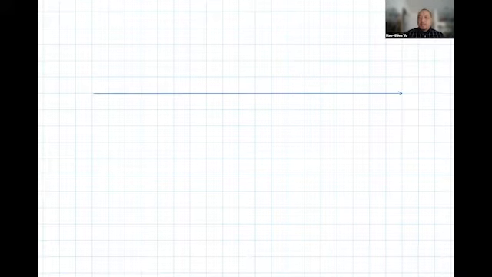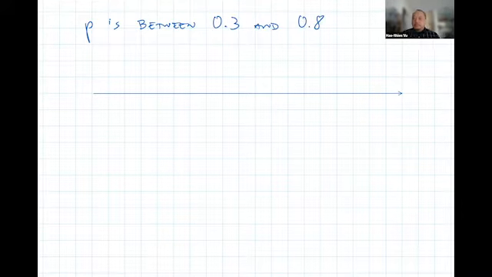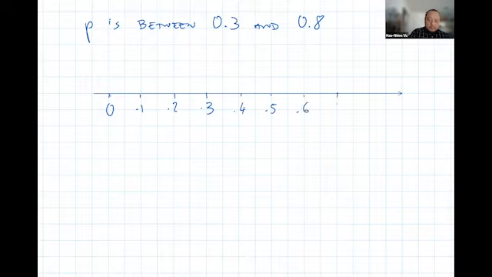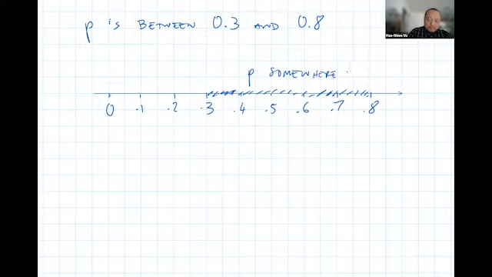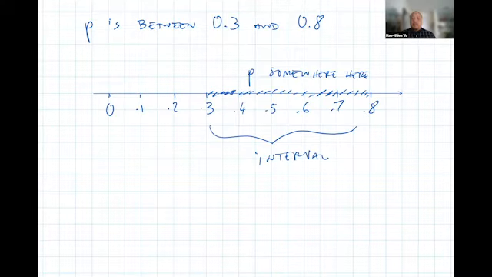Here's a number line. And if we think that some number p is between 0.3 and 0.8, then that means p is somewhere in here. In this portion of the number line between 0.3 and 0.8. That's what an interval is. A portion of the line.